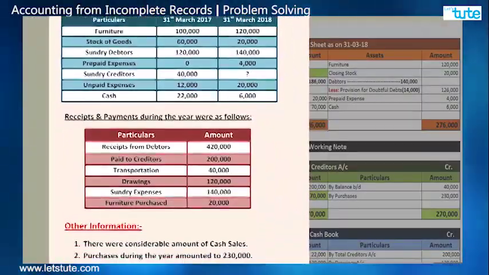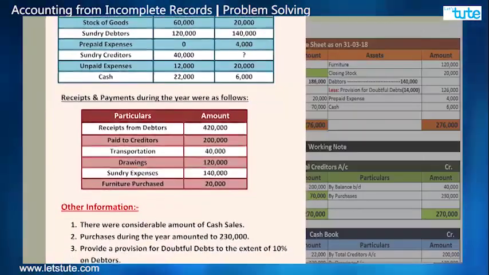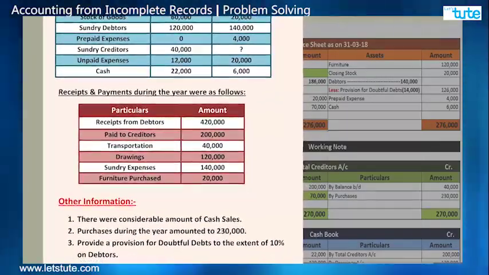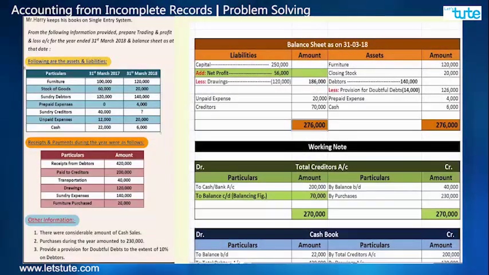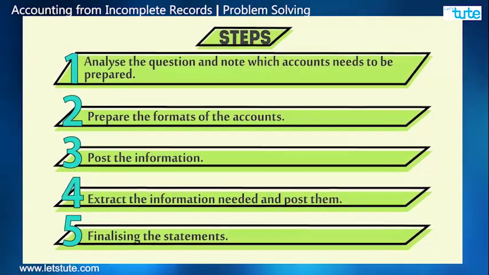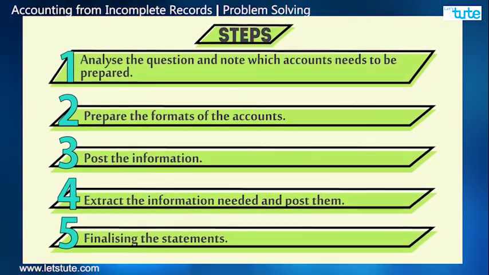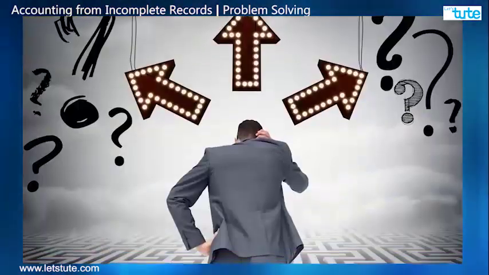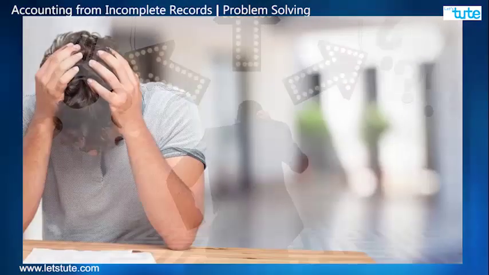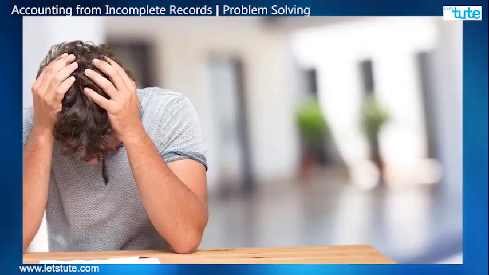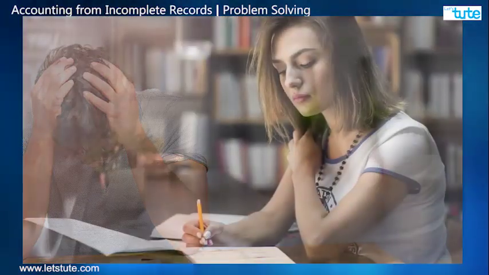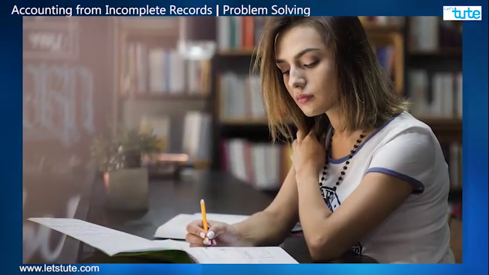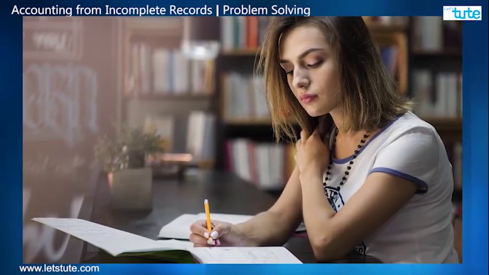So whenever we come across such problems where we have to prepare the financial statements from the incomplete records, we just have to follow these 5 easy steps and we can solve many such problems. Whenever we come across any such difficult or tricky problem, do not worry about how or what you are going to do further. Just start solving with what we know and eventually we will get the solution.